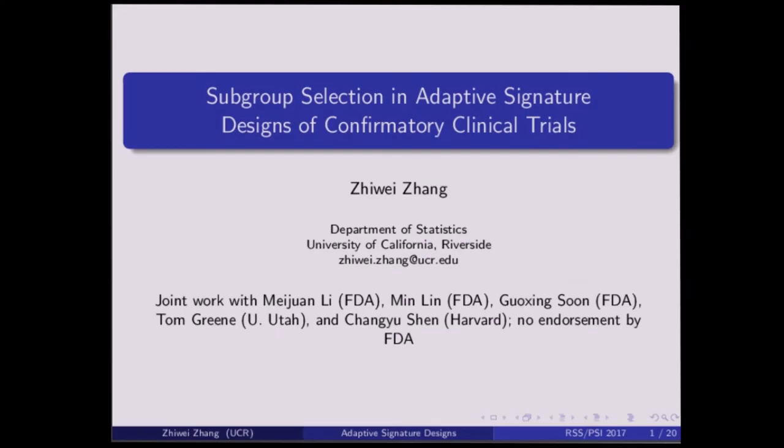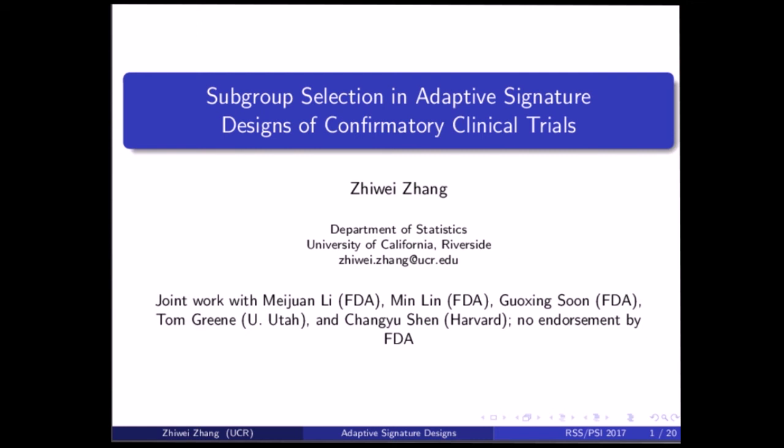So the first presentation is from Zhiwei Zhang. Dr. Zhiwei Zhang is Associate Professor of Biostatistics at the University of California, Riverside. He received his PhD in biostatistics from the University of Pittsburgh in 2004, and prior to his current position, he worked at the US Food and Drug Administration as a mathematical statistician, and at the US National Institutes of Health as an investigator in biostatistics. Dr. Zhang has done methodological research in many areas of biostatistics, including causal inference, precision medicine, and clinical trial design and analysis. Today, his presentation is on subgroup selection in adaptive signature designs of confirmatory clinical trials. So I'll hand over to Zhiwei now to give his presentation.